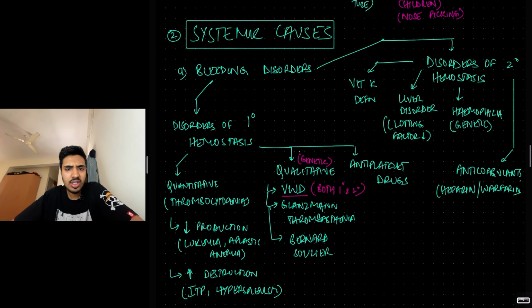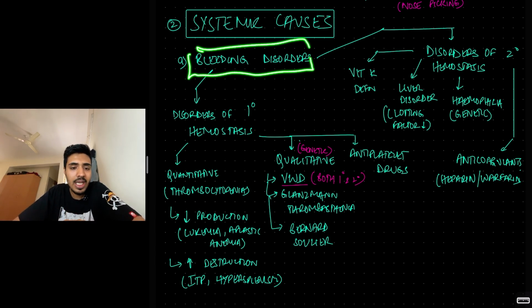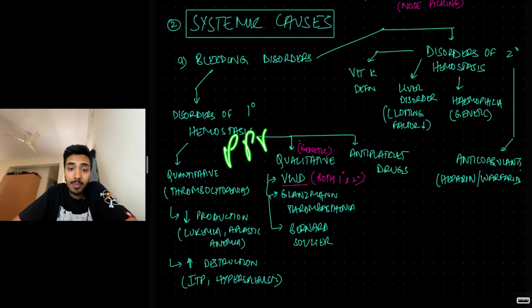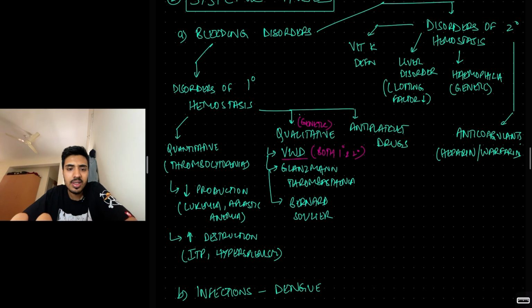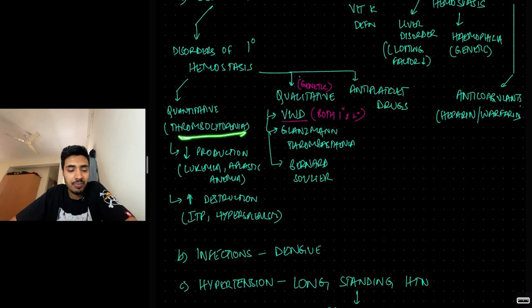Next, coming to systemic causes of epistaxis. First of all, we have bleeding disorders. Bleeding disorders can be disorders of primary hemostasis, where platelet plug formation is not taking place. Something is wrong with the platelets. Either it can be a quantitative disorder, where the patient has thrombocytopenia, a low platelet count.